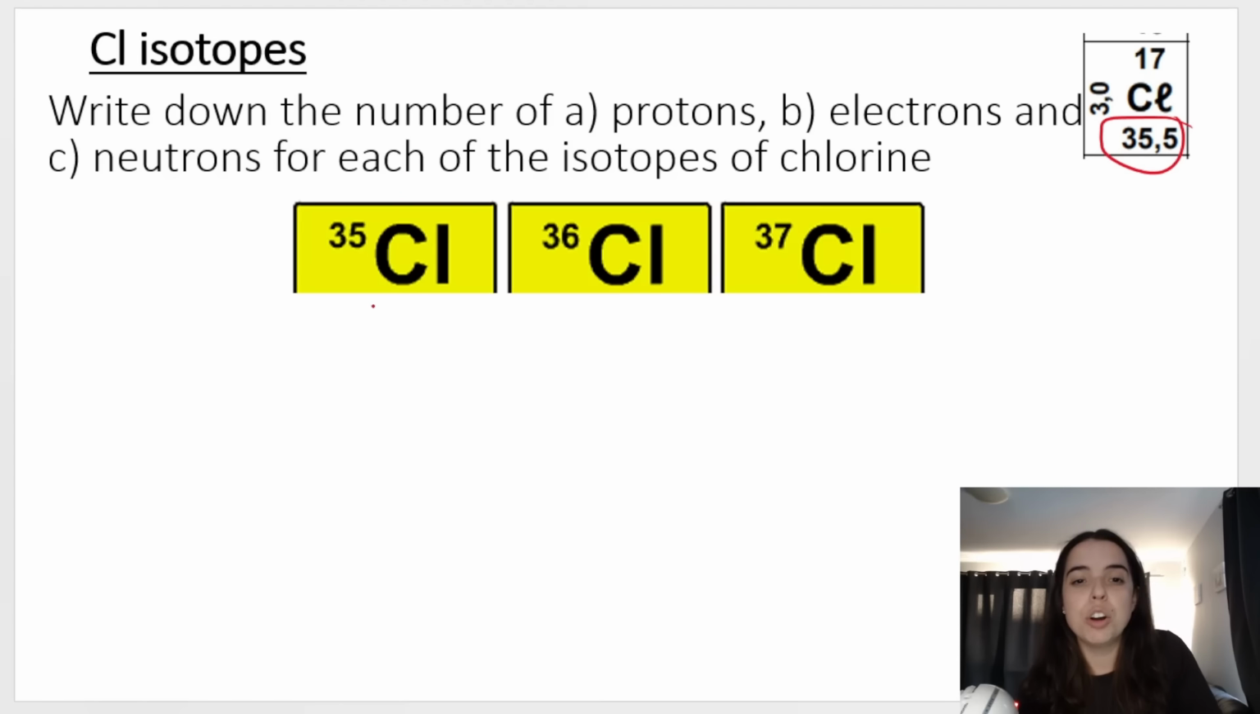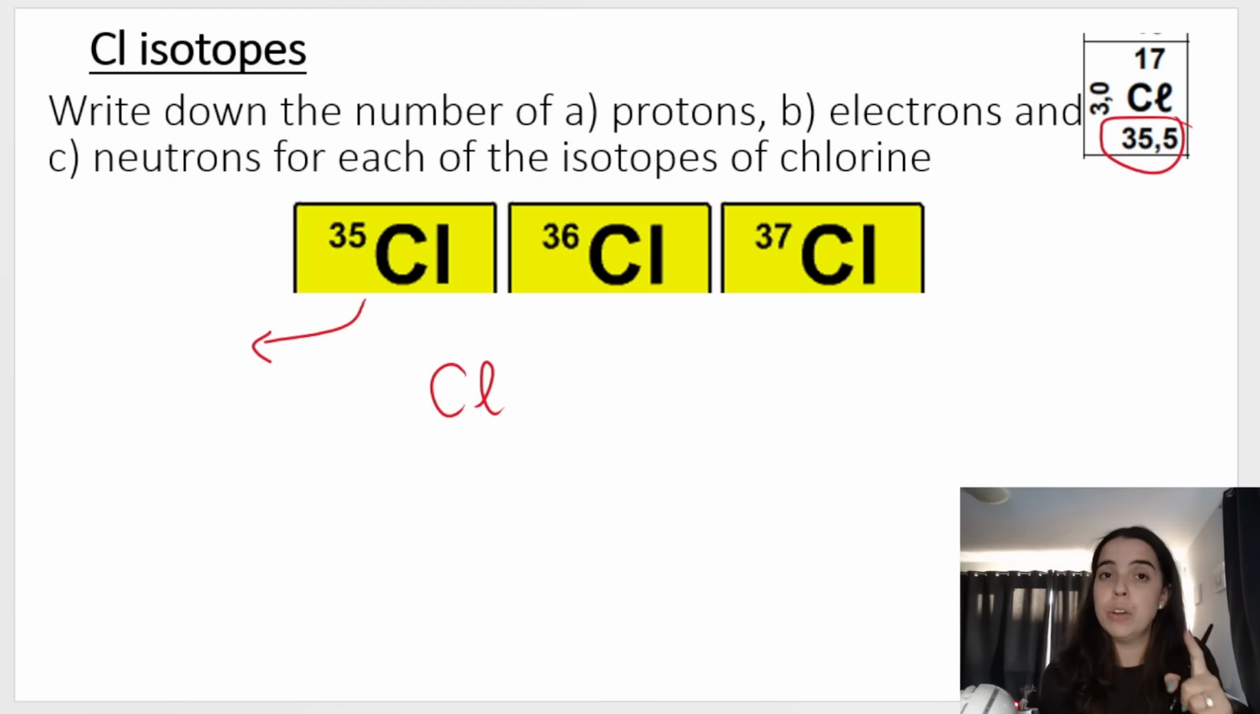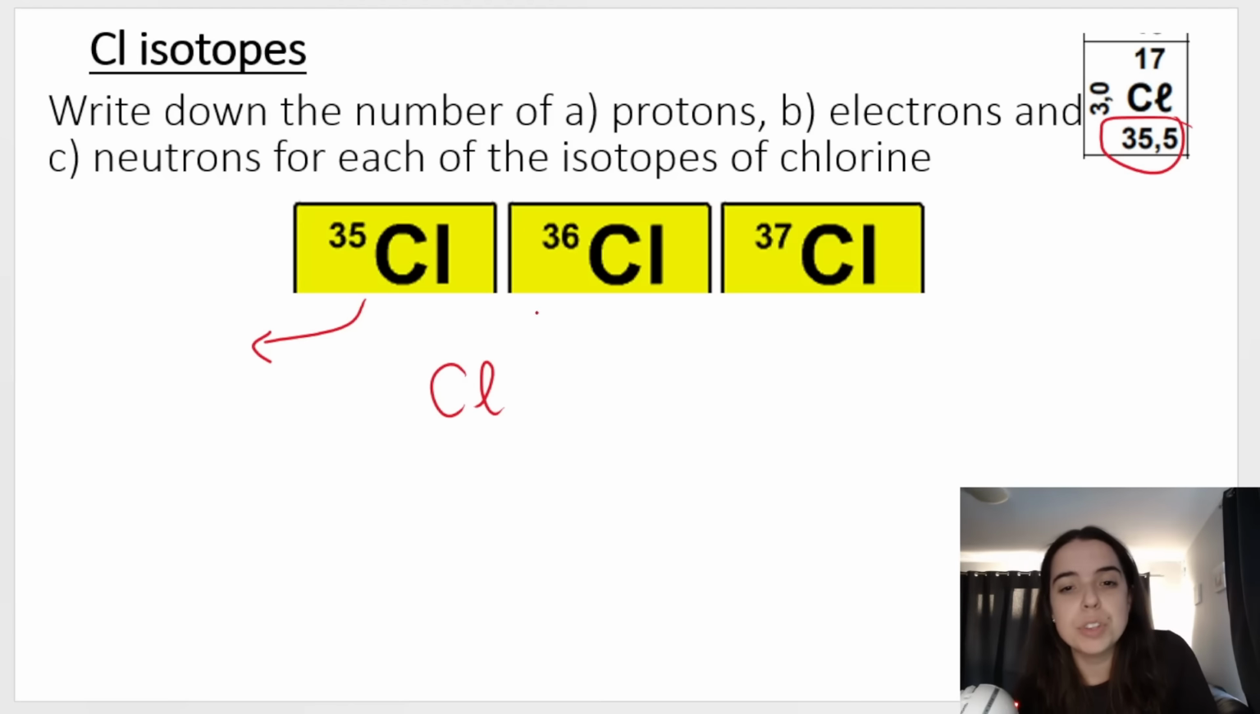Let's look at this. So let's work with Cl35. So if I had to write the AEZ notation for this, I do have a video on this. I will link it in the description box below, but it would be Cl. So if I want it in this notation, okay, 35, that is my A number, my mass number, and my Z number is 17. Remember, for isotopes, the Z number is the same.